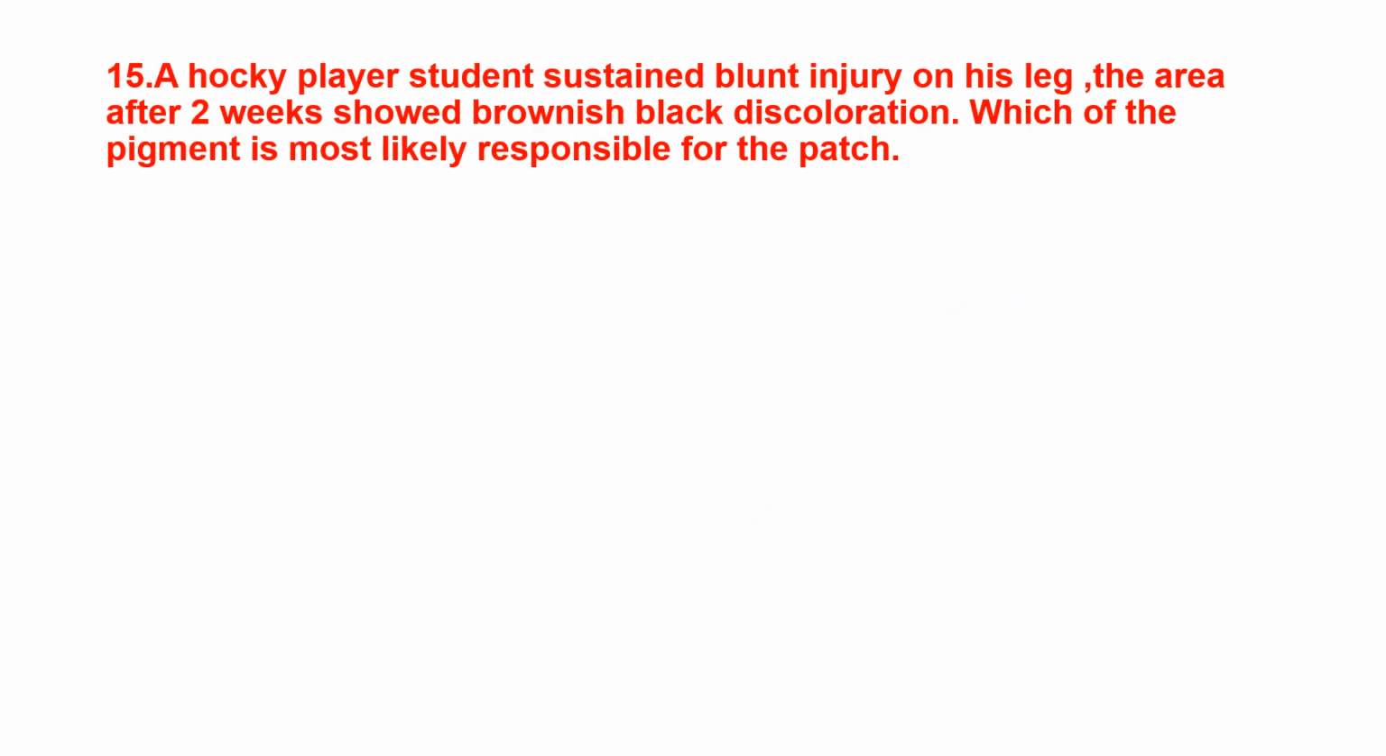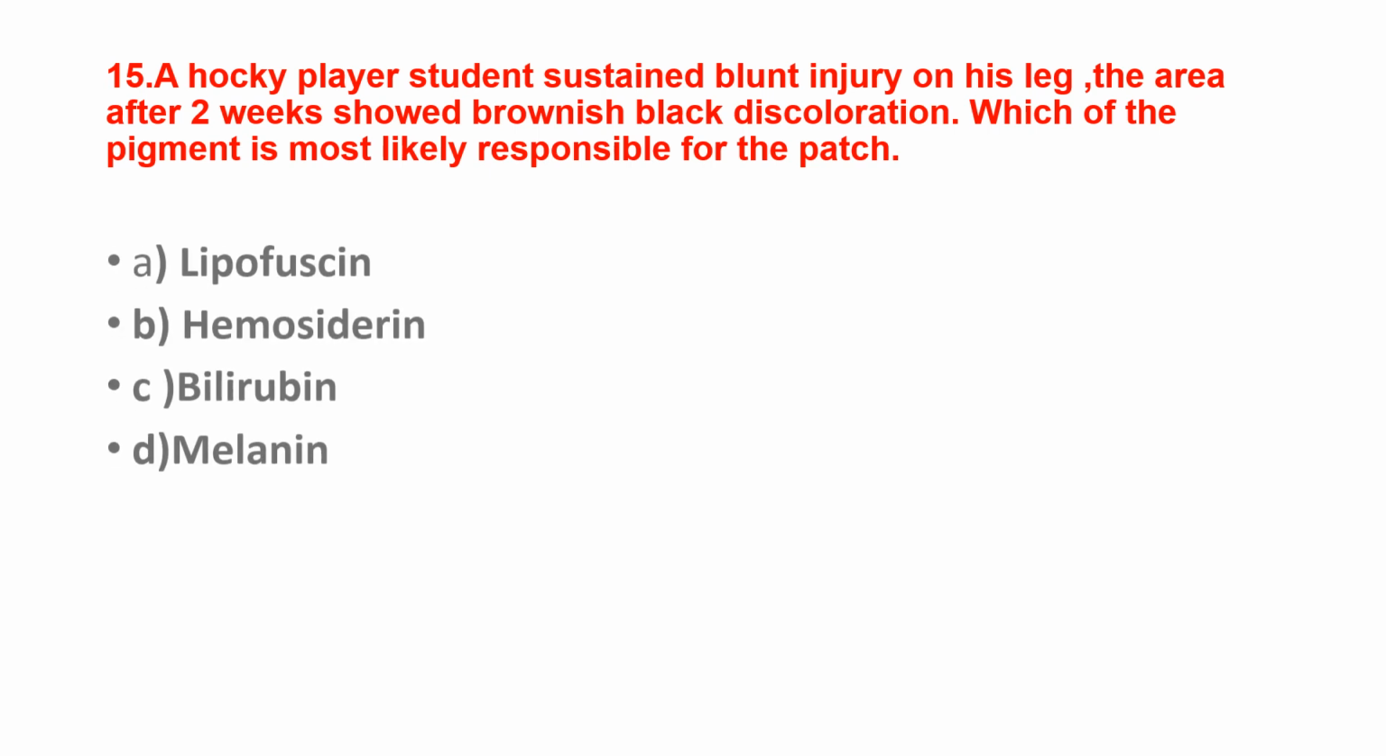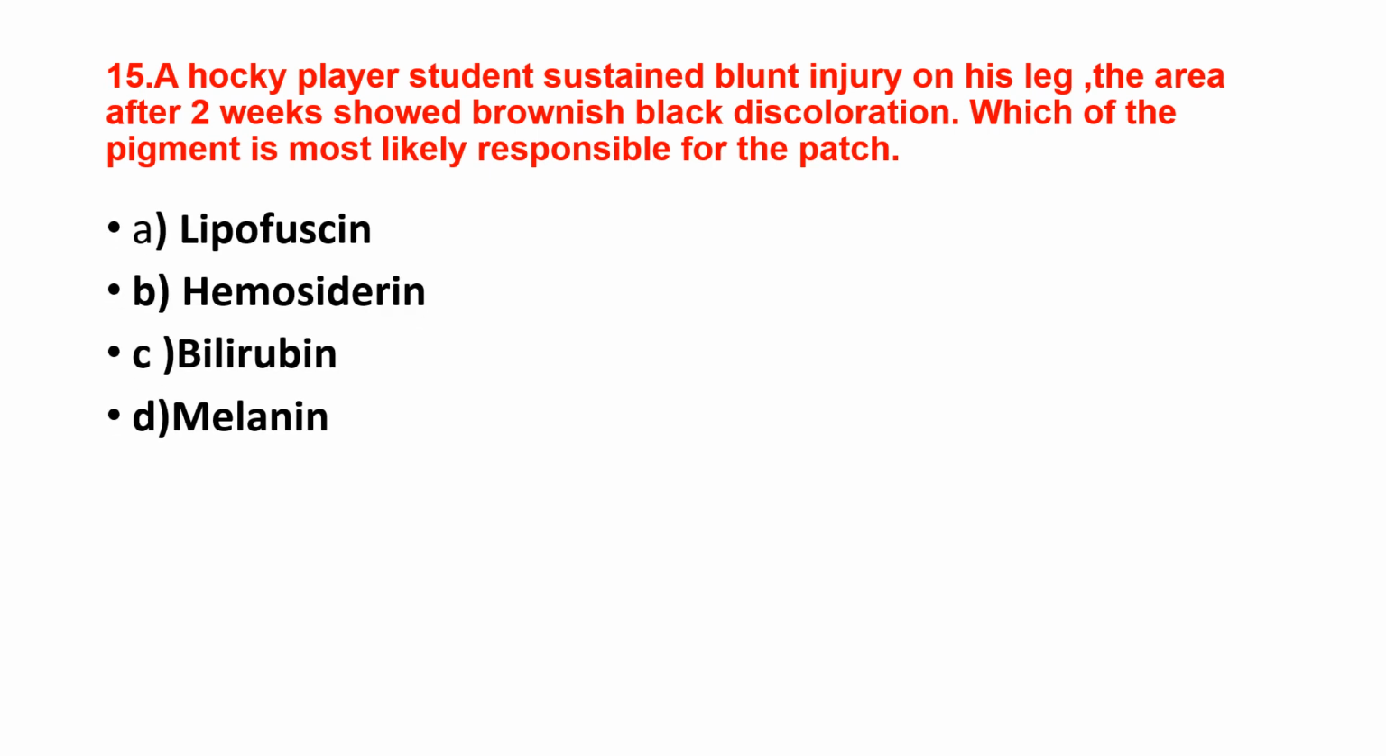A hockey player student sustained blunt injury on his leg. The area after 2 weeks showed brownish black discoloration. Which of the pigment is most likely responsible for the discoloration of the patch of blunt injury? Lipofuscin, hemosiderin, bilirubin, melanin are the options. The correct answer is B, hemosiderin.